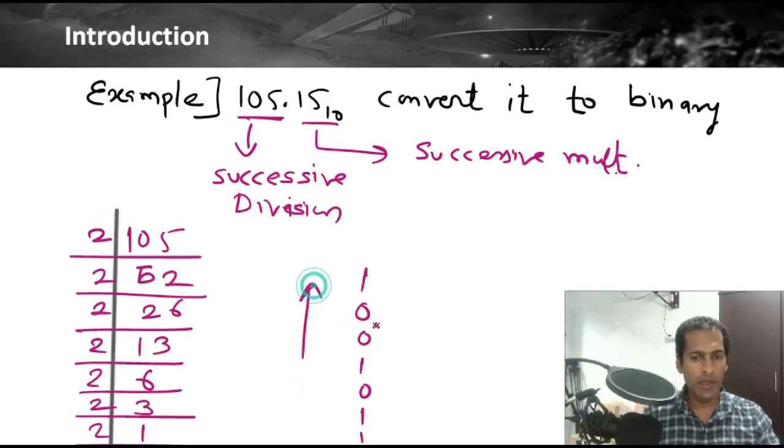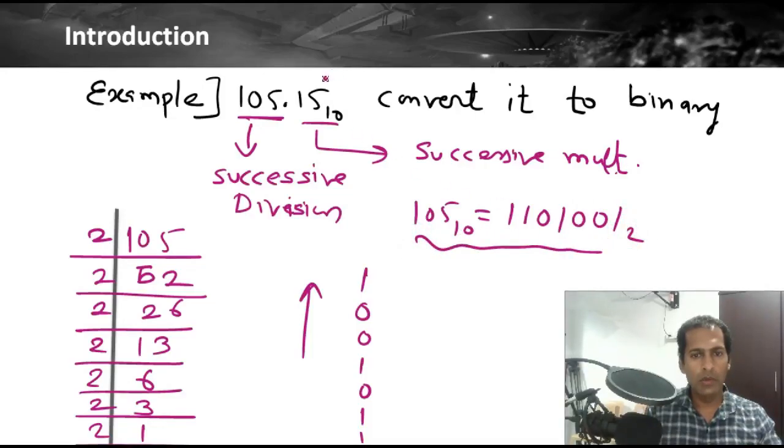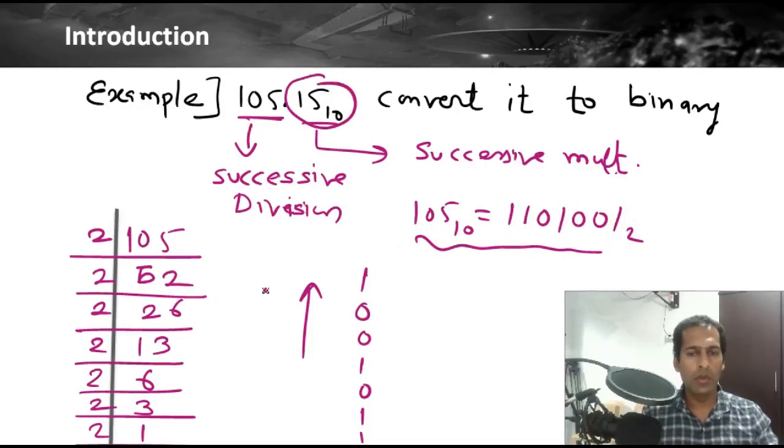Now we arrange these numbers from the bottom up. So 105 base 10 will be equal to 1101001. This is binary.